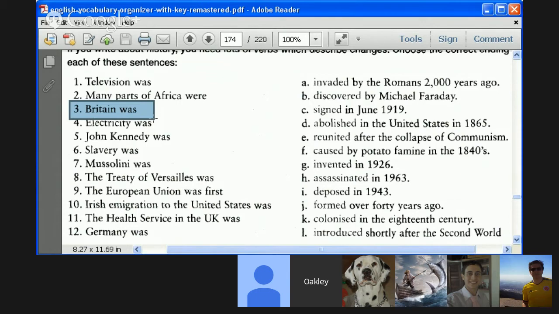Number 3. Britain was reunited after the collapse of communism. I don't think so. Now, reunited means brought back together again. So, no, Britain wasn't brought back together again. Britain, a long time ago, was actually taken over or colonized, as a matter of fact. Britain itself was colonized, taken over and colonized.